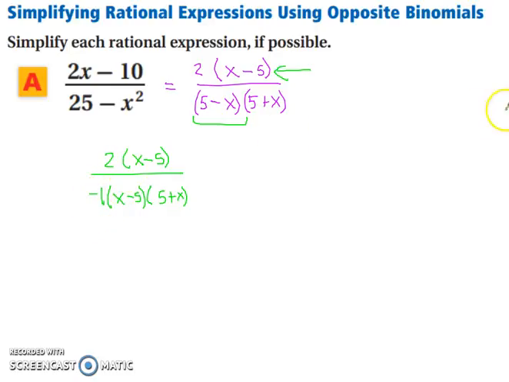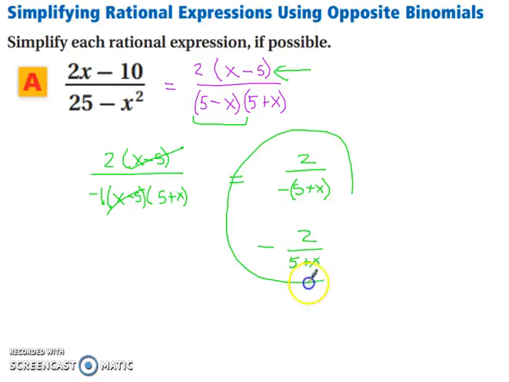So now we can cross off our x minus 5 and x minus 5, leaving us with a 2 over -5 plus x. Or you can write the negative out in front, so it's negative, and then 2 over 5 plus x. Either way would work. So let's try another one.